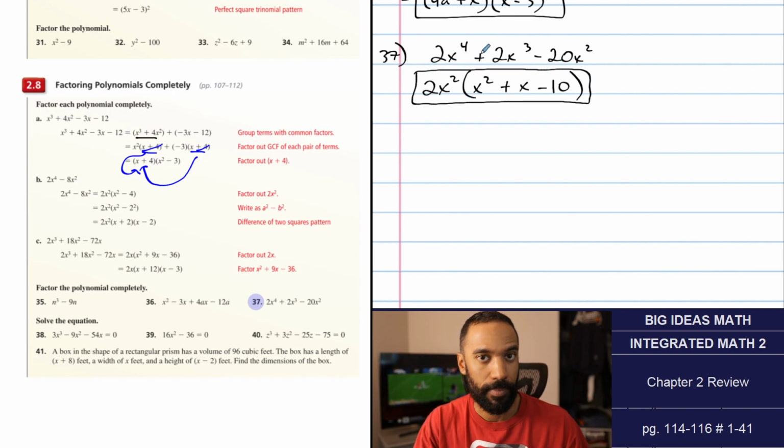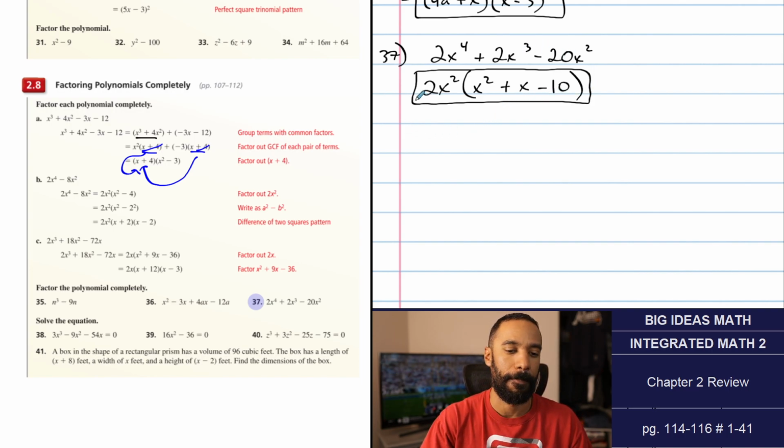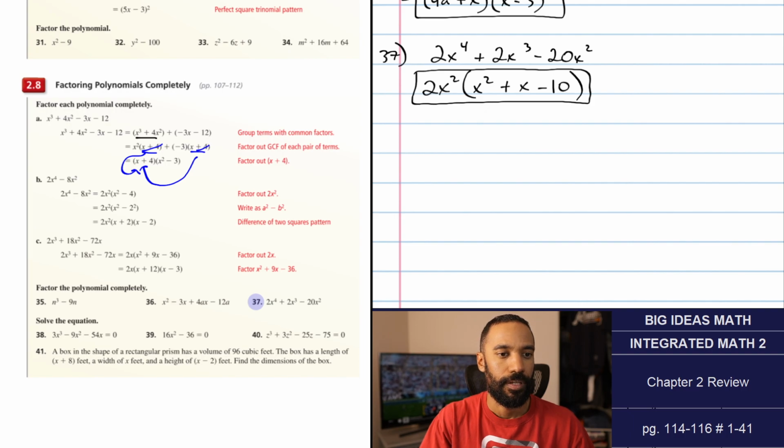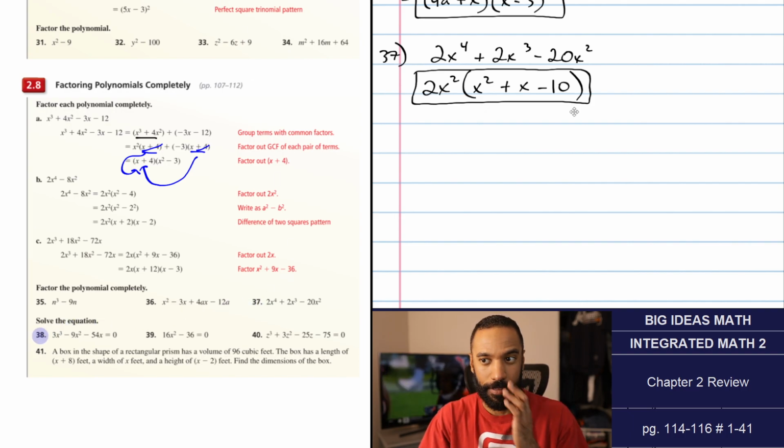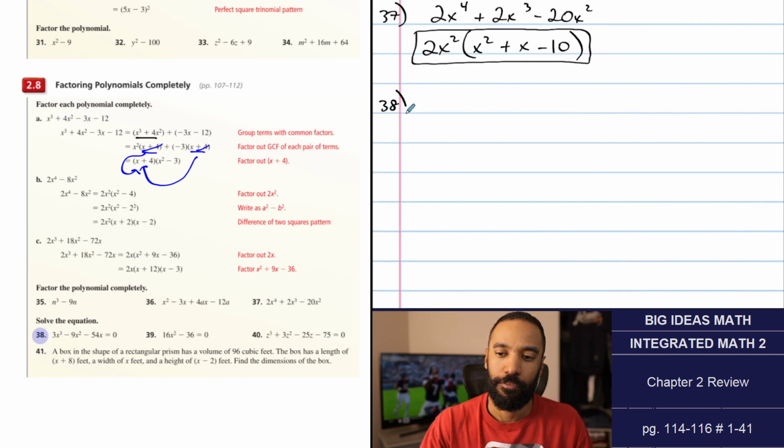Unless I screwed up a GCF thing, which I didn't, and I didn't copy the problem down wrong either. And that's it. So you don't just pull and factor things just because. If they factor, you do it. If they don't, you stop. Number 38. 4 more problems to go.